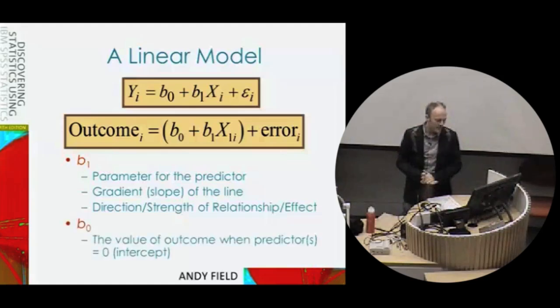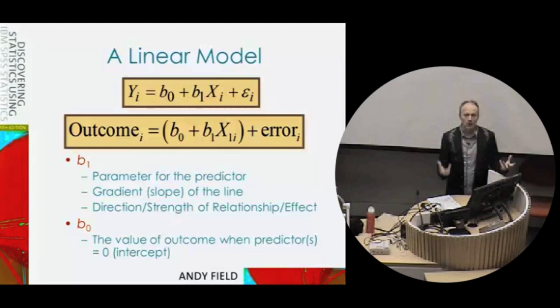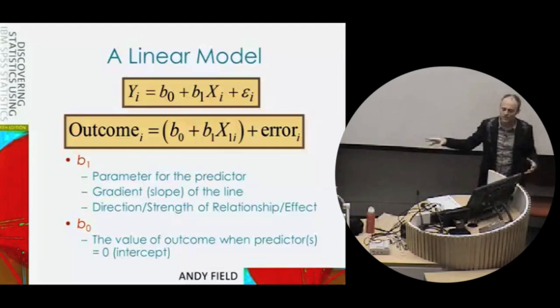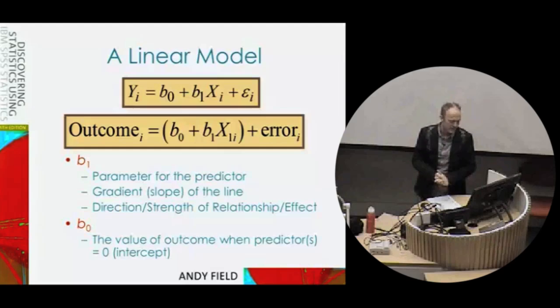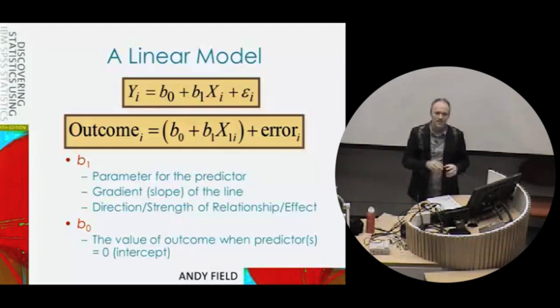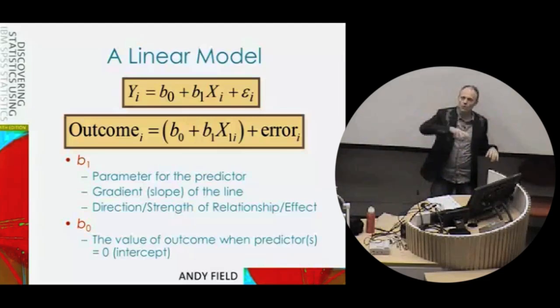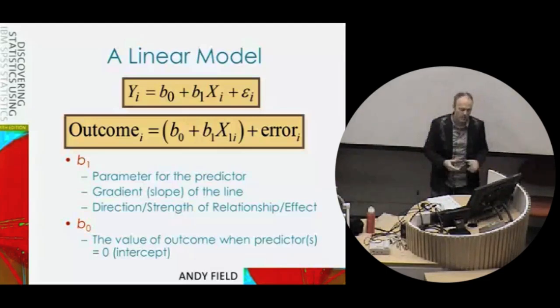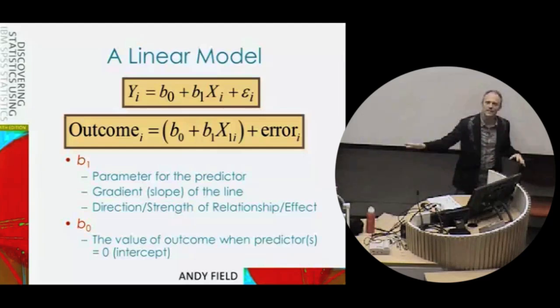There's also a beta 0 in there, and that tells us something about the value of the outcome variable if all our predictors were 0. So in the simple scenario where we've only got one predictor, this is often referred to as the intercept, and you'll have seen it graphically as the point where, if you've got a regression line, the line crosses the y-axis. But I want you to think about it more in terms of it's the value of the outcome that you would get if all the predictors were 0.